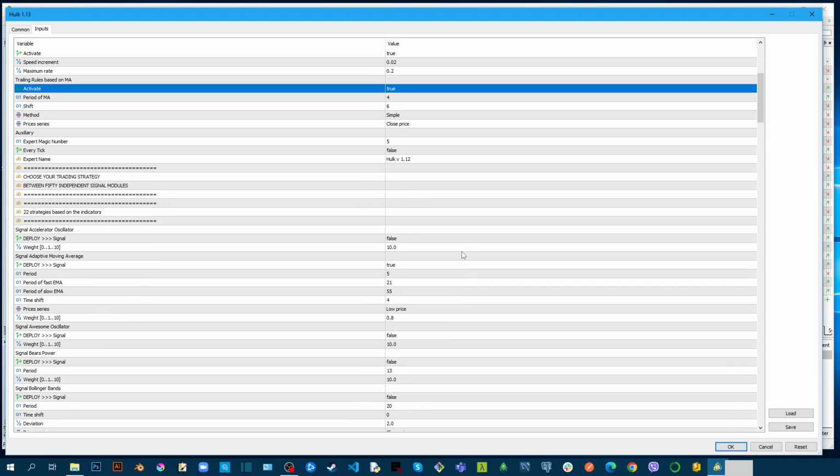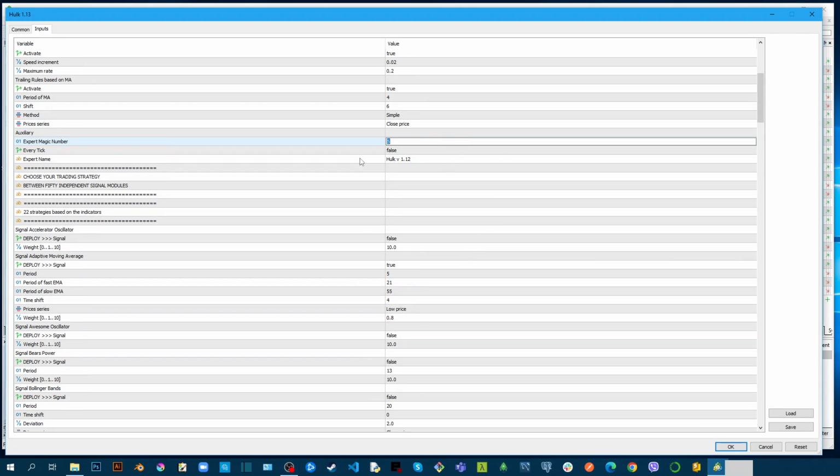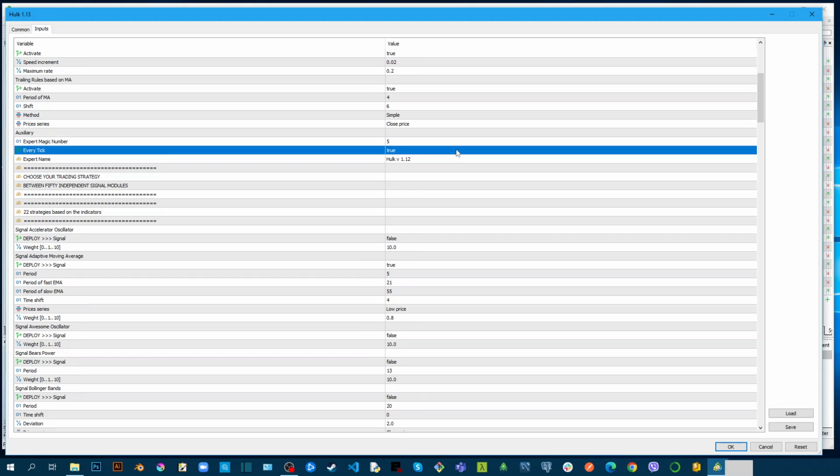Next, we have the expert magic number here, and we have the every tick option. What does this option mean if we activate it? If we deactivate this option, the expert will work on bar open. It's very important to know. If we activate this option, the expert will work on every tick. Everything depends on what you want and what you want to try when you optimize this EA.